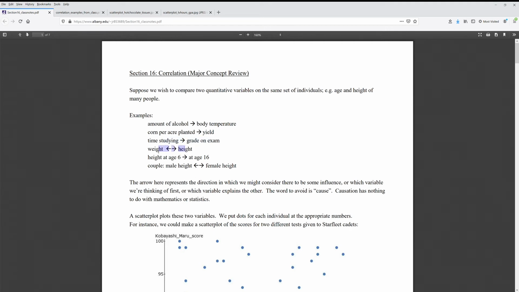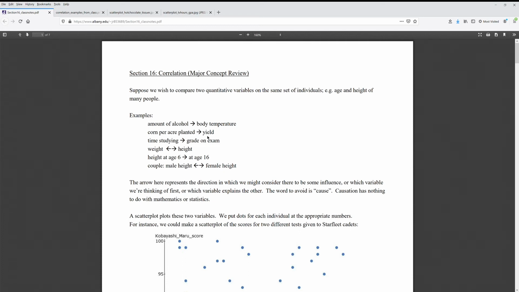How do people's weights relate to their heights? That kind of thing. Height at age 6, height at age 16. Are people that tend to be taller at age 6 tend to be taller at age 16, or is there no relationship? If you're talking about a couple, the height of the male, the height of the female. Note the direction of the arrows. This is very important.